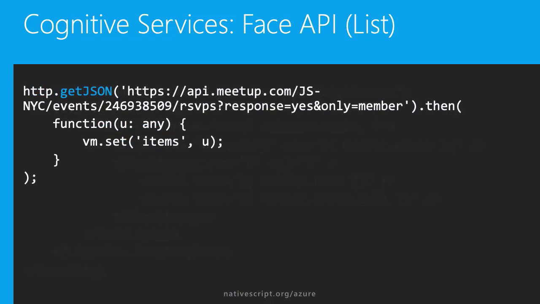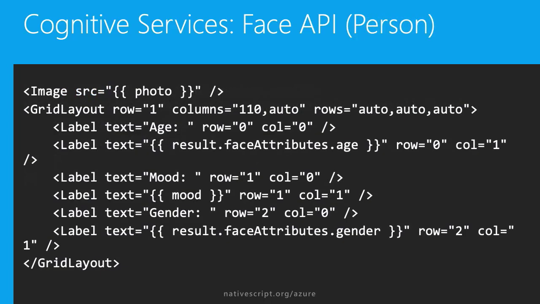And to populate that list view, I'm simply using the HTTP module again and grabbing some JSON from that public meetup API for a random meetup in New York City. Now when I tap on an individual, you saw that this sent me to a detail page for that person. Here's the markup for that page. Again, same concepts as before. I'm redisplaying the image, and I have another grid layout / table, which contains a set of labels to output the responses from the Face API provided by Azure.